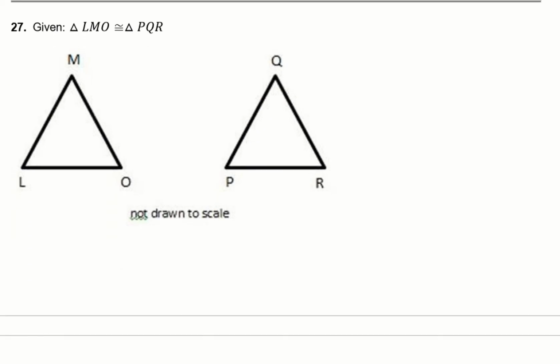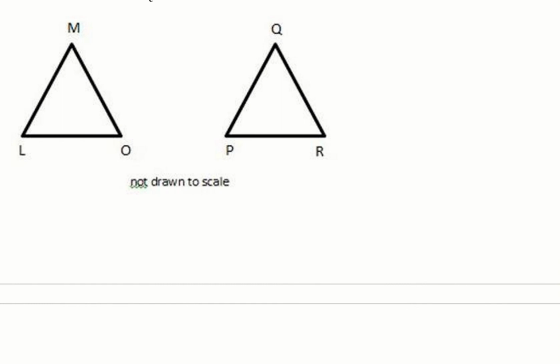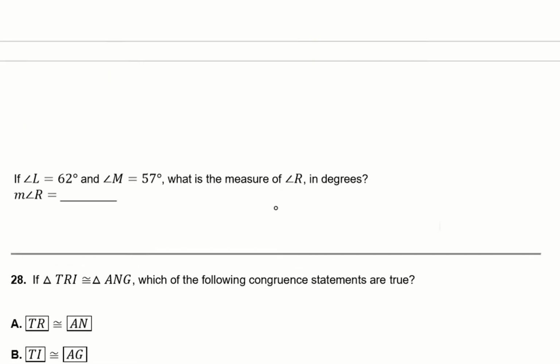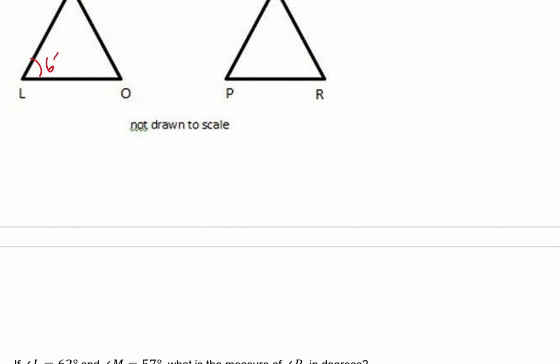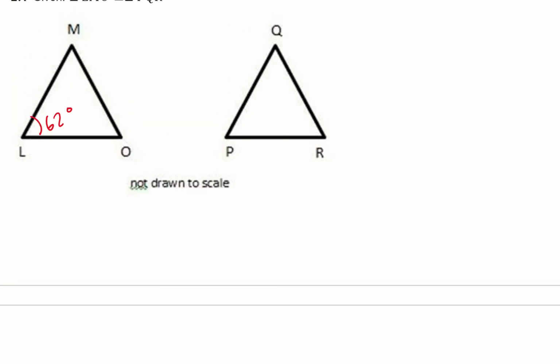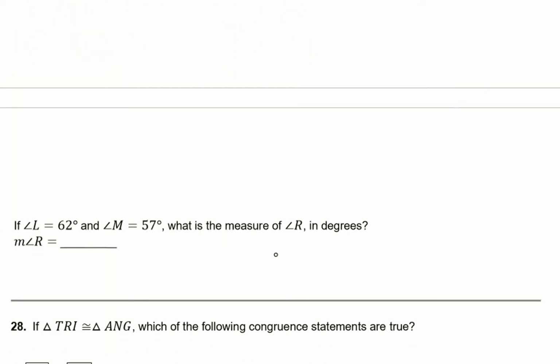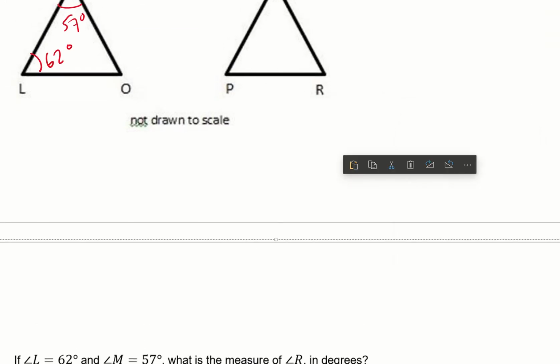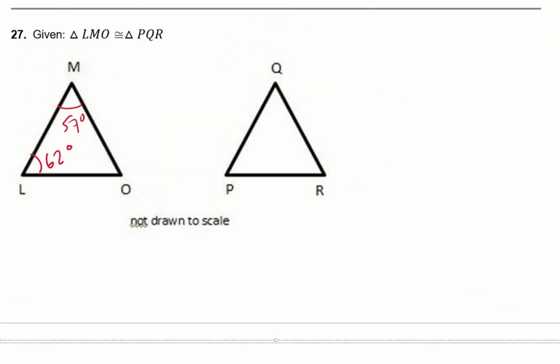All right, the next question. Triangle LMO is congruent to triangle PQR, according to the figure given. If angle L is 62 degrees and angle M is 57 degrees, what is the measure of angle R in degrees? Well, we want to figure out this angle. Now, we know from the relation here that angle O has to be congruent to angle R, because of that congruence relation there. And so if we find this angle, then we know what angle R is.